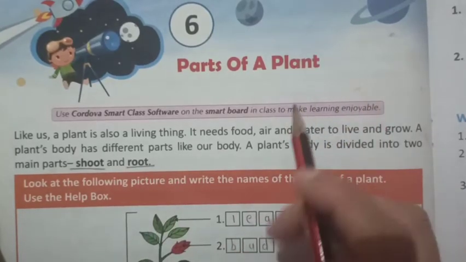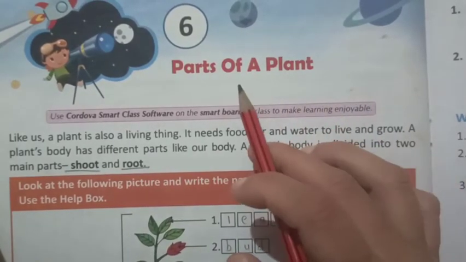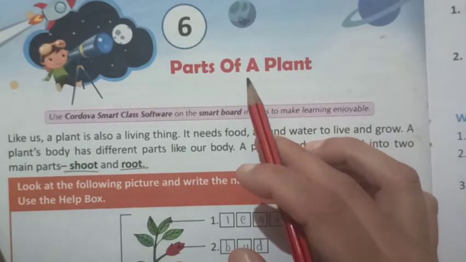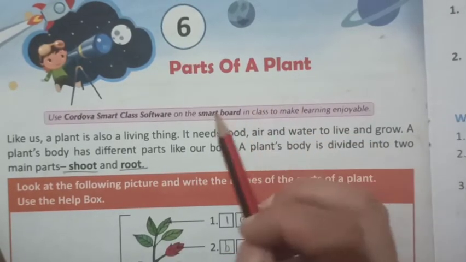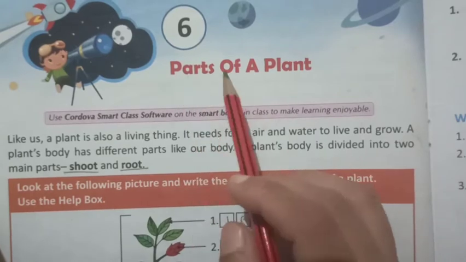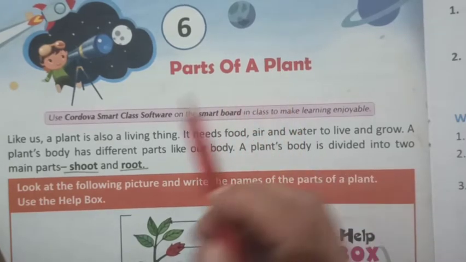Hello students, today we are going to read 6th lesson of EVS subject. This is page number 36. The name of the lesson is Parts of a Plant.